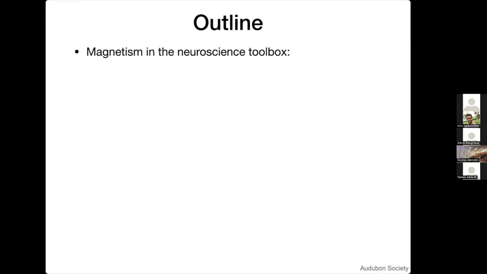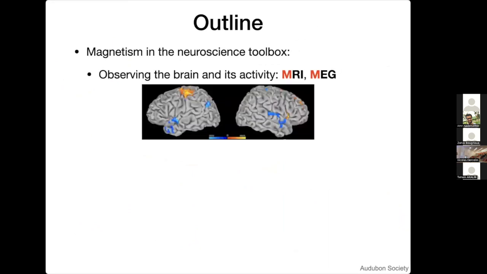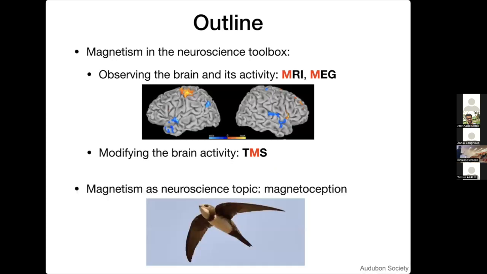So the outline I will follow is the following one. I will show magnetism in the neuroscience toolbox, first with methods to observe the brain and its activity with magnetic resonance imaging and magnetoencephalography. Then we will see that we can also modify brain activity with transcranial magnetic stimulation. And if I have time, I will also talk about the fact that magnetism can be a neuroscience topic, since some animals are sensitive to magnetic fields.